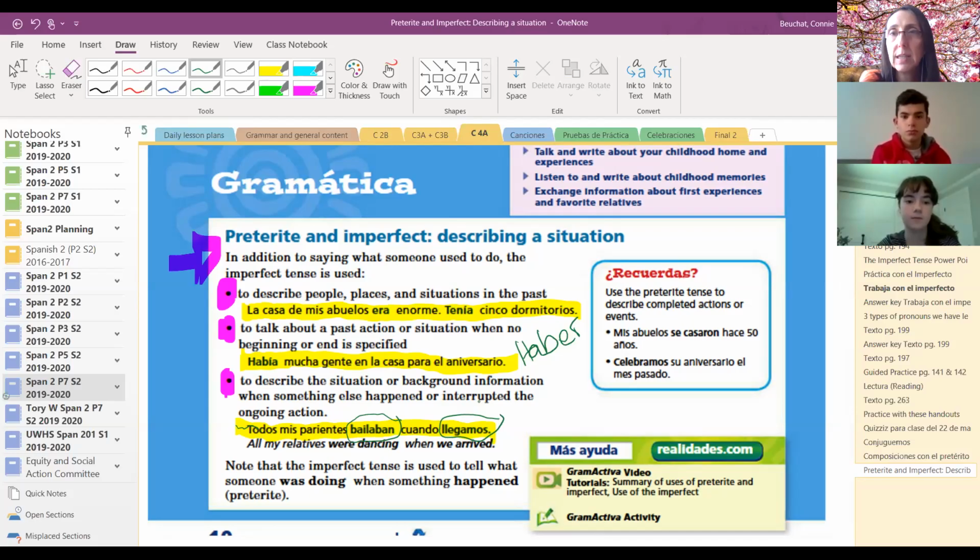Which one is in the imperfect? Bailaban. Yes, the imperfect endings are aba and ía. Bailaban is in the imperfect, so llegamos is in the preterite. This one is saying that something was going on, which is bailaban. They were dancing when something happened, and that is that we arrived. The verb is in the preterite because it happened one time while something else was happening. While they were dancing, we arrived. Does that make sense? All right.